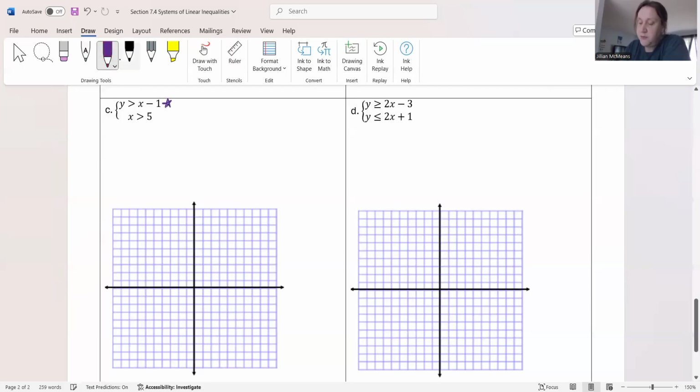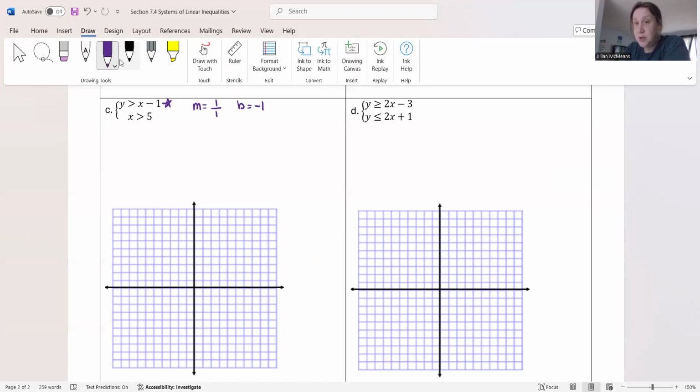Okay, so for my first inequality, y is greater than x minus 1. I can already tell you the slope and the y-intercept. My slope, as long as I'm solved for y, is the coefficient of x, which is just 1. So I can have a distinct rise and run, I'm going to just put that over 1. My y-intercept, as long as I'm solved for y, is the constant. So my y-intercept is -1.